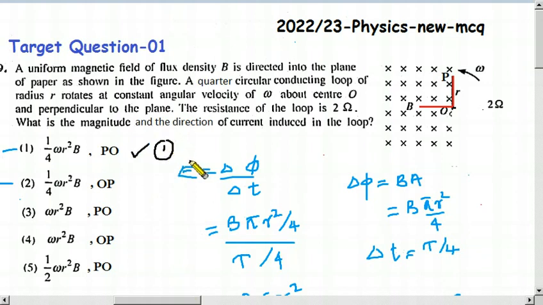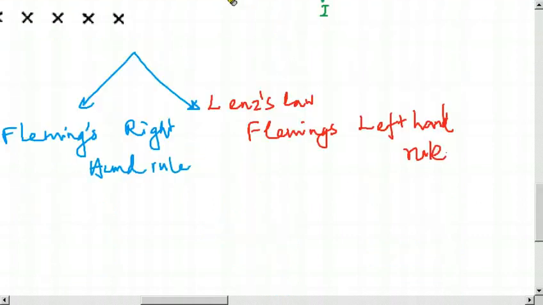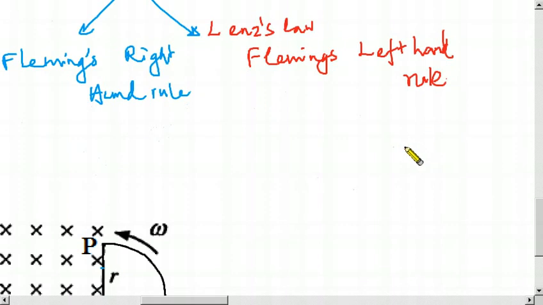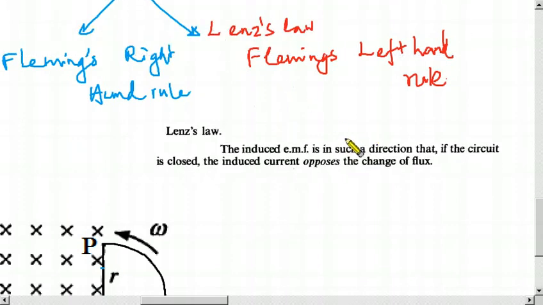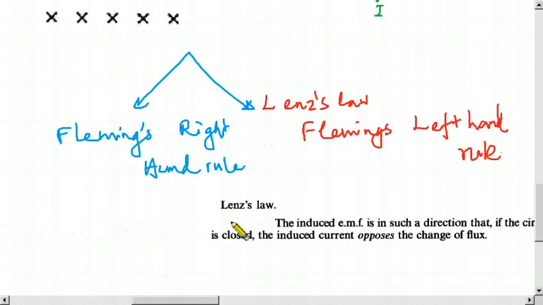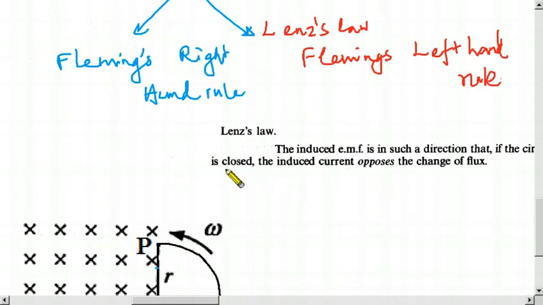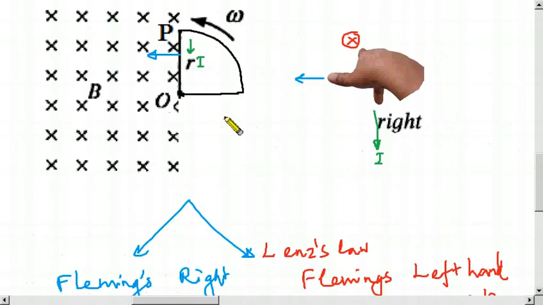So now children, let us discuss the second method using Lenz's law and Fleming's left hand rule. So what is Lenz's law? Lenz's law is this one. The induced EMF is in such a direction that if the circuit is closed, the induced current opposes the change of flux. So that is why I said that the circuit should be closed, otherwise we can't say anything about current.